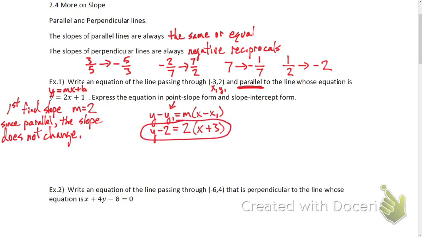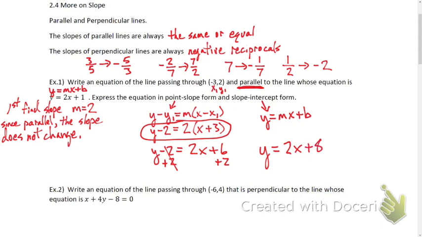But they also tell us to put it into slope-intercept form. So I need to solve that equation I just circled for y. So I'm going to distribute the 2. And then I need to add that negative 2 to the other side. And then we're done. Here is slope-intercept form. Hopefully it's review. If not, there you go.